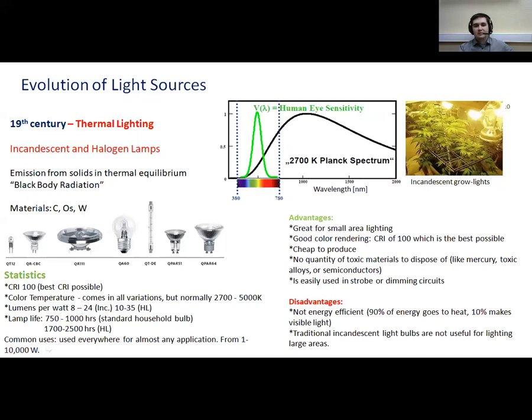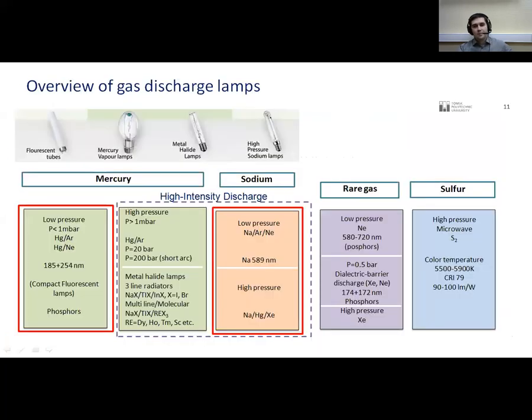While the initial expenditure to purchase an incandescent bulb is very cheap, they are much costlier to operate when compared with other grow lights. So, the next and second group, the gas discharge lamp, consists of artificial light sources based on another principle and other technologies.